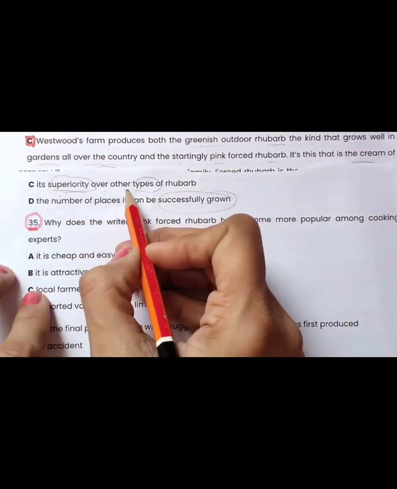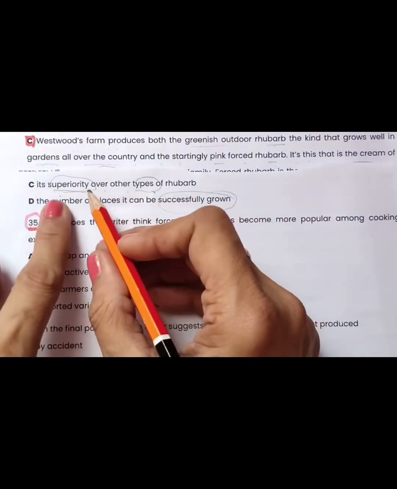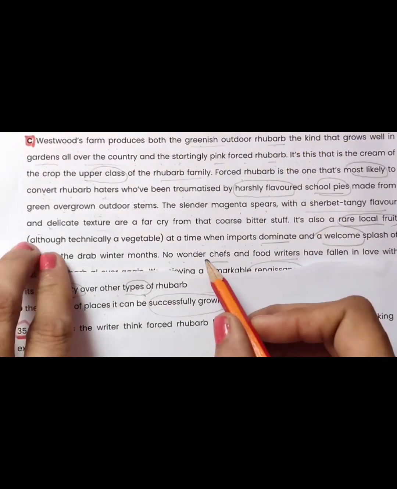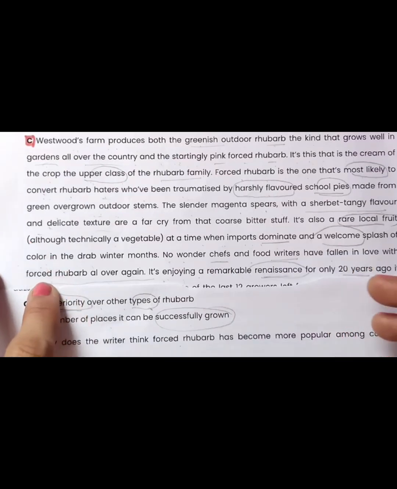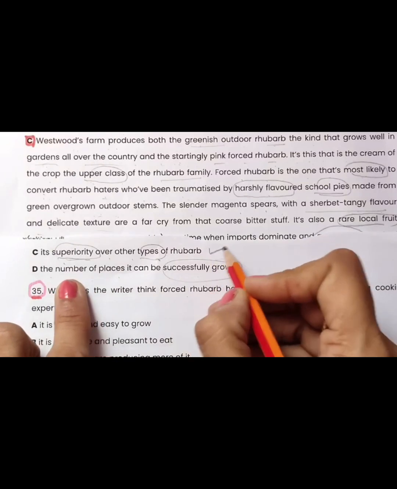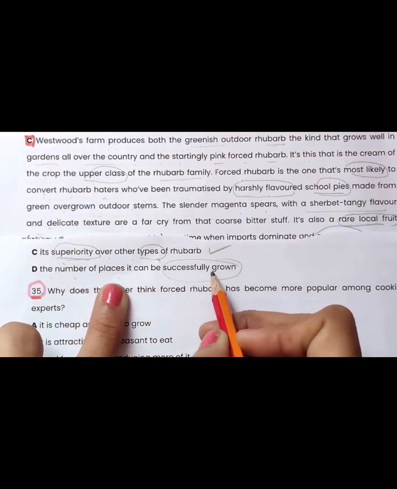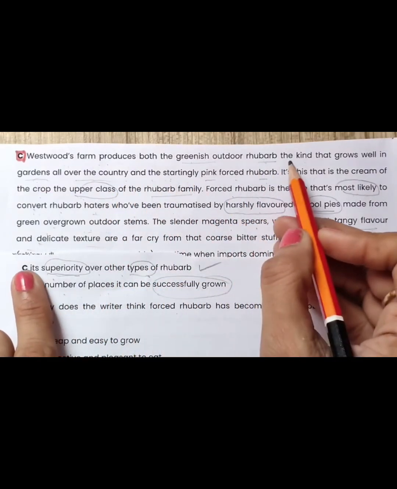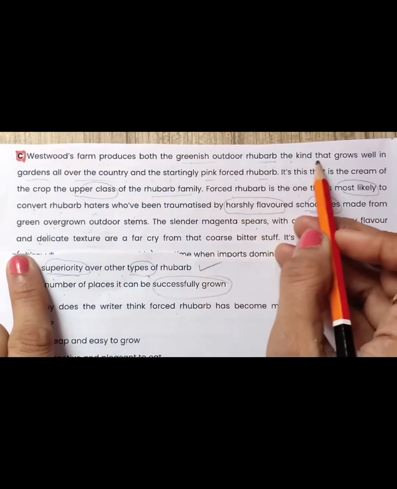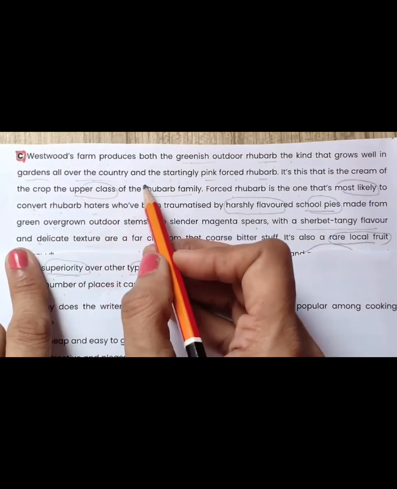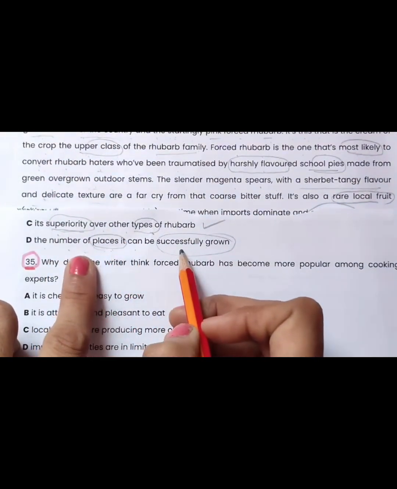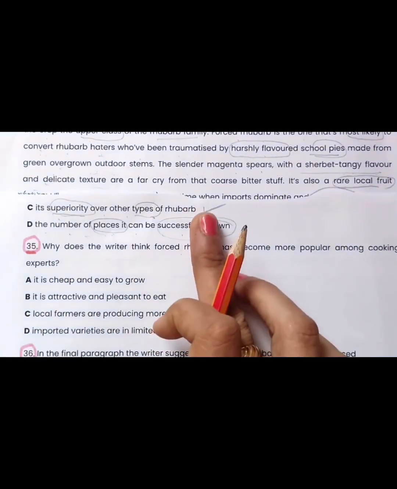Its superiority over other types of rhubarb. Superiority is also given because all food lovers and no wonder chefs have fallen in love, and because of this we can go with this one. But the number of places it can be successfully grown, how it was given, greenish outdoor that grows well in gardens all over the country. But the number of places is not clearly given, that it can be successfully grown. Okay, so I have selected C1.